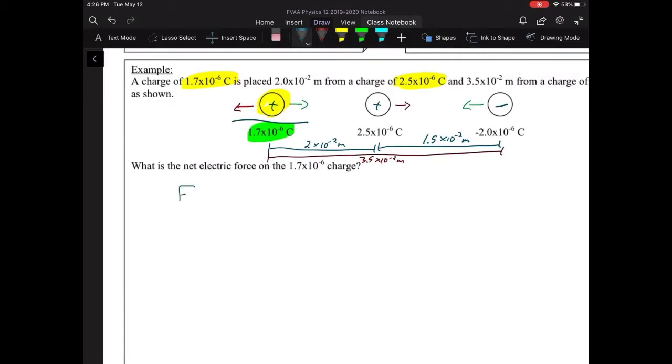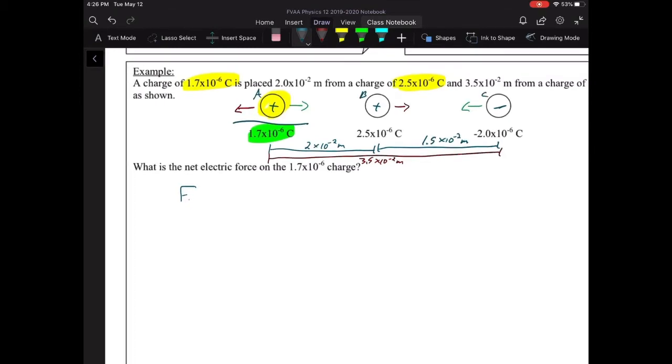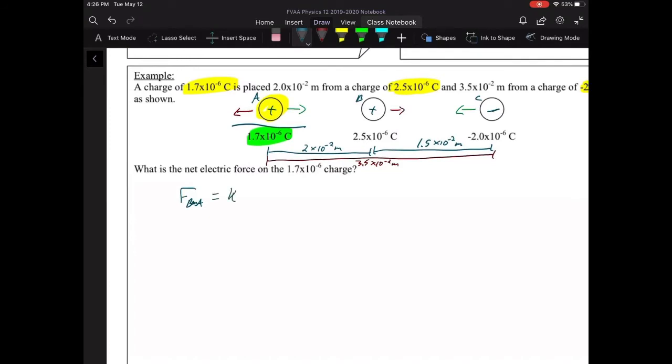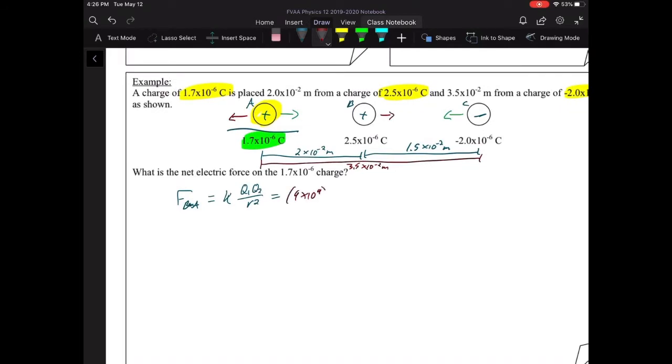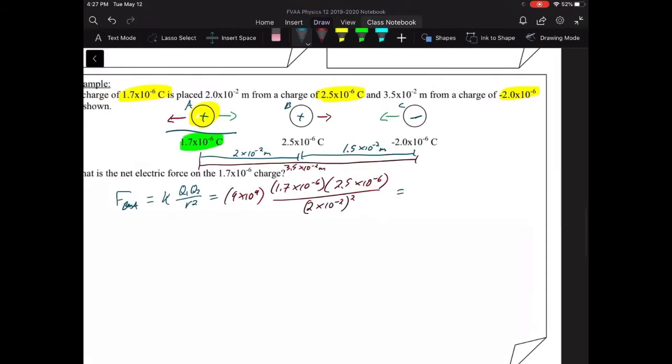Okay, so force, here we're going to label these A, B, C, just for reference here. So force B on A, and we're looking on the net force on charge A. B on A is equal to k Q1 Q2 over r squared, okay, which is equal to 6.67 times 10. Nope, that's the gravitational constant. 9 times 10 to the 9, and then 1.7 times 10 to the negative 6, and then 2.5 times 10 to the negative 6, divided by 2 times 10 to the negative 2 squared. Okay? So let's solve for that force there.